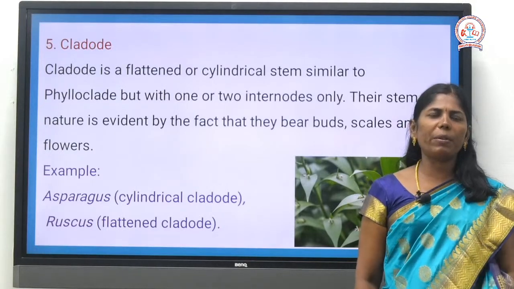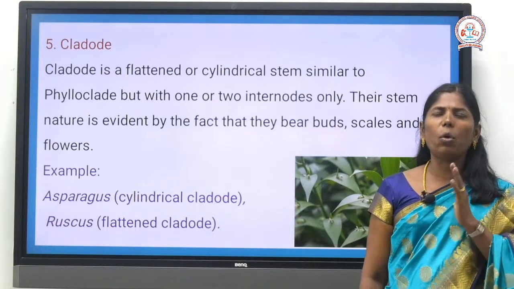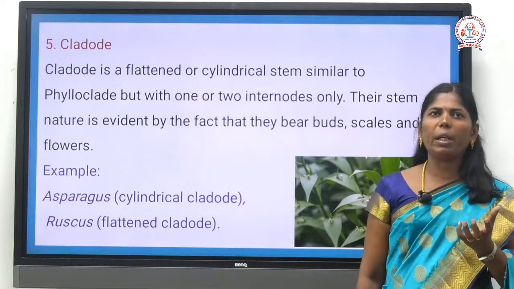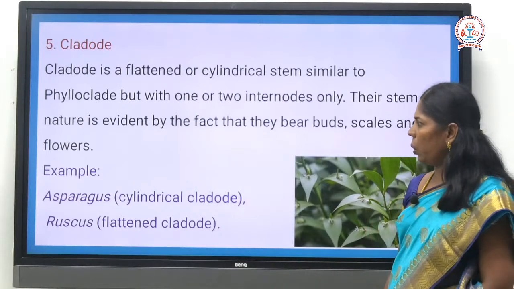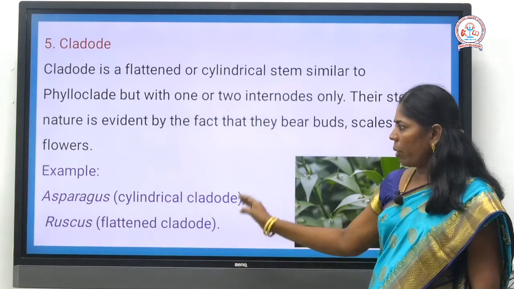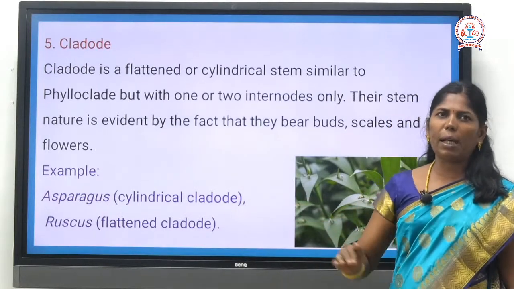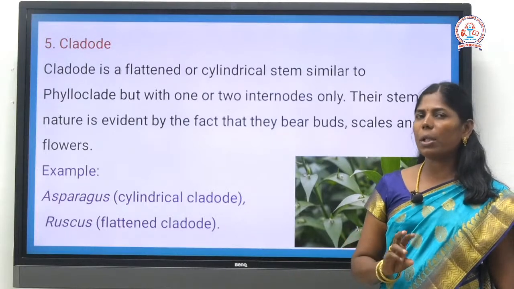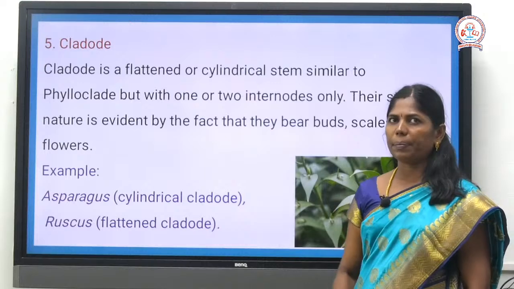What is the main difference between cladode and phylloclade? The nodes are limited in the cladode, whereas we have a lot of nodes in Opuntia. The next one is Asparagus, a cylindrical cladode, and Ruscus, a flattened cladode. Actually Opuntia is also flattened, but that is not a cladode, that is a phylloclade.